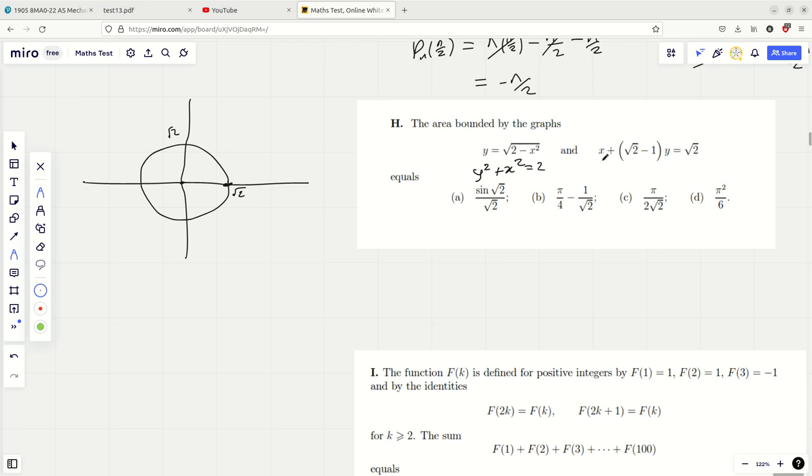And when x is 0, y is going to be root 2 over root 2 minus 1. After we've rationalised the denominator, we're going to times top and bottom by root 2 plus 1. You're going to get 2 plus root 2 over 1, so this is actually 2 plus root 2. So the line intersects the y-axis at 2 plus root 2, which is obviously more than root 2. So it looks something like this.